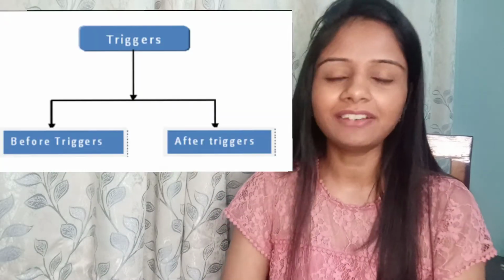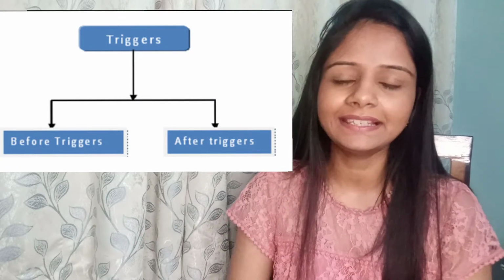Let's consider an example. If I want to validate a field or update a field on a record, then instead of using the trigger, I will go for the validation rule or the workflow rules. Now, what are the different types of triggers we are having? We are having two types of trigger. The one is before trigger and the second is after trigger.